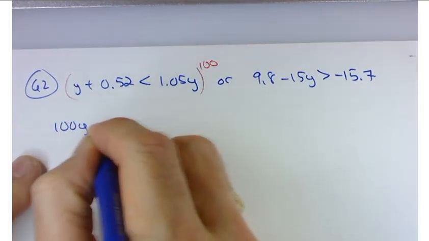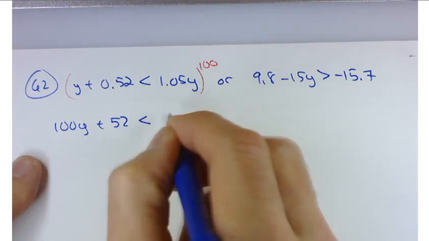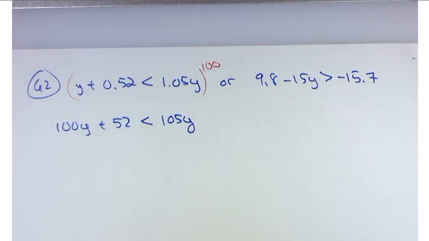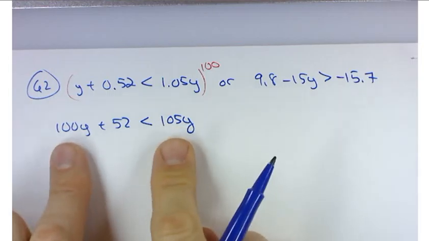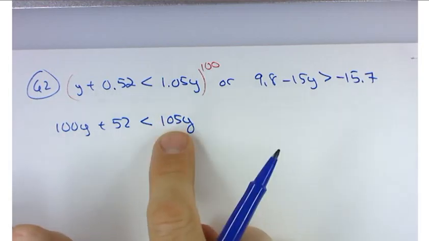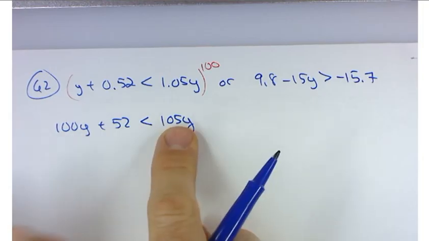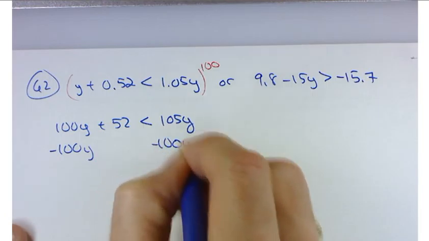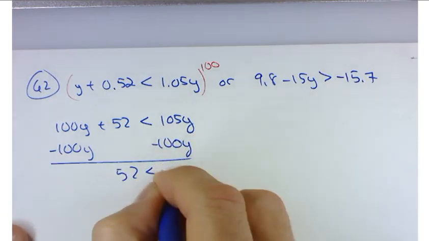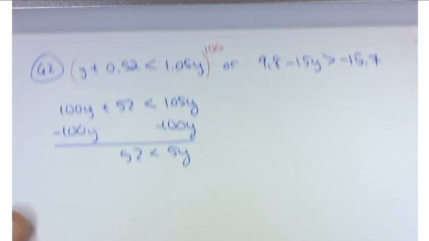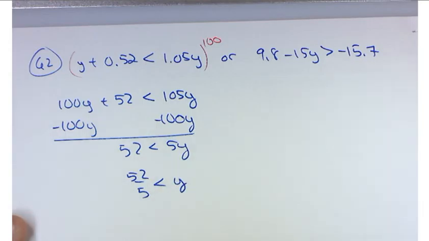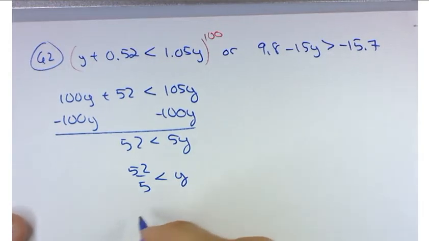100y plus 52 is less than 105y. Good. So that's nice. We cleared out all the decimals. Now, kind of following along Jeff's rule, since this is the term with a bigger coefficient, I'm going to move the y's to the right-hand side. That means subtracting 100y from both sides. So I get 52 is less than 5y. To finish things up, I'll divide both sides by 5. I think that gives you 10.4 if you want to write it as a decimal.